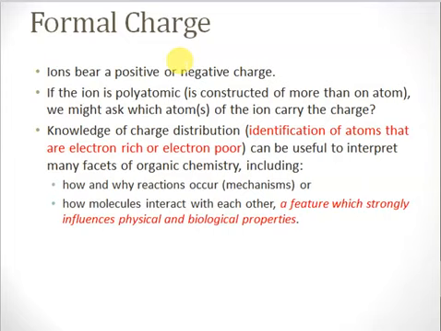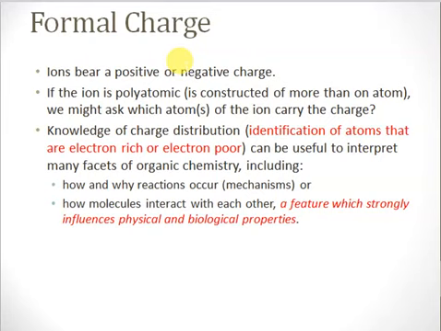But suppose an ion is polyatomic, meaning that the ion consists of more than one atom. Then we might ask which of these atoms has the charge on it, right? For example, you may write CrO3. So you may be curious which atom this negative charge is on, right? So it's important to know about the charge distribution, and to know which atom is electronically rich or which atom is electronically deficient.